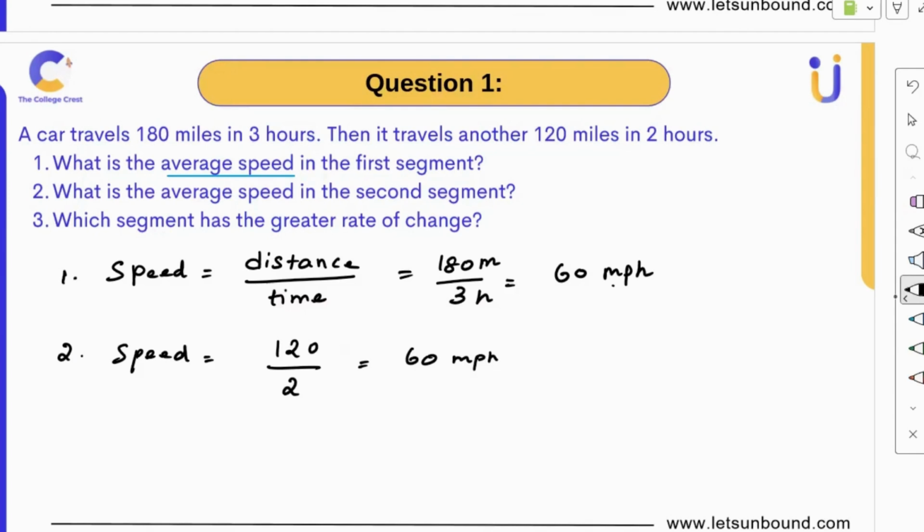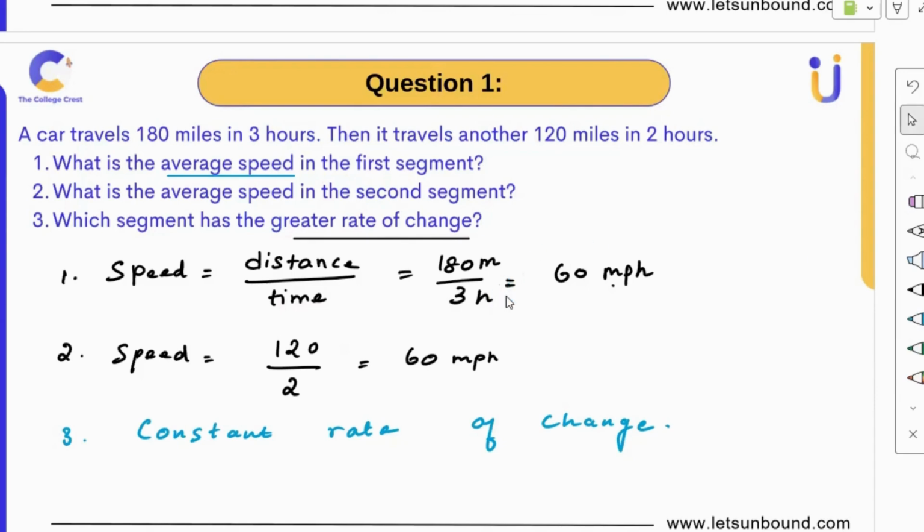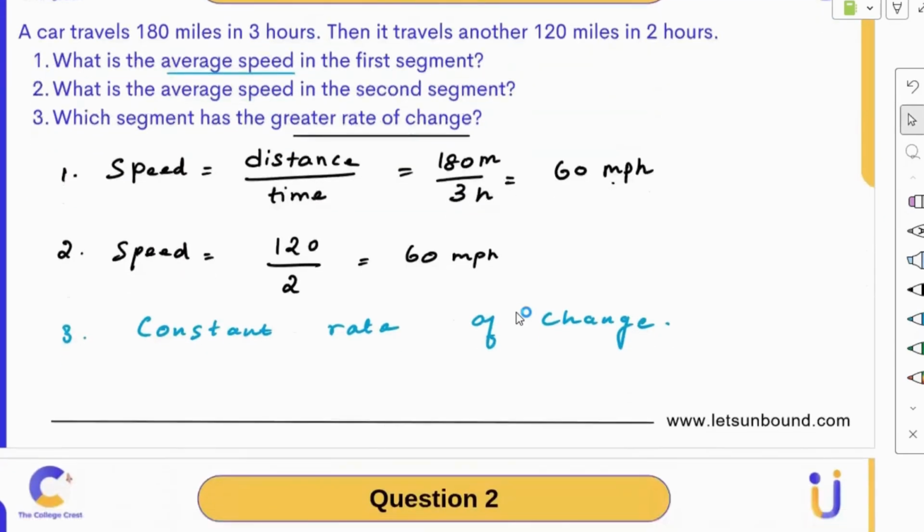So which segment has a greater rate of change? Just compare the values. Which number is greater? That is the greater rate of change. So we can say neither of them is greater. They are actually equal. So you can better say constant rate of change. Constantly, there is a rate of change over here. Very basic first question. I hope this is clear. Now moving to question 2.